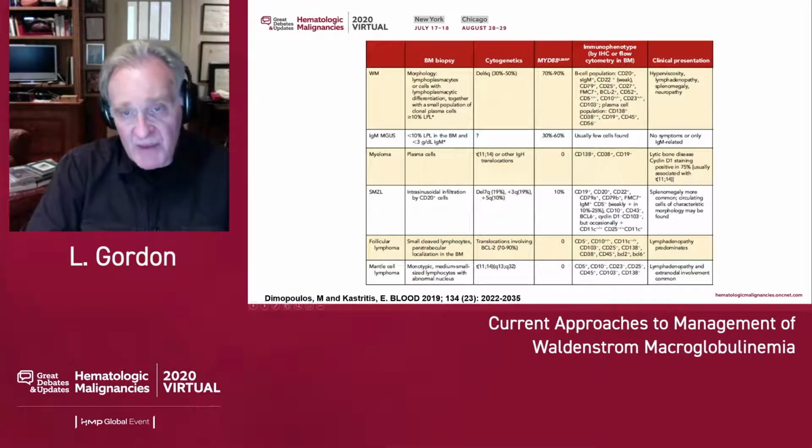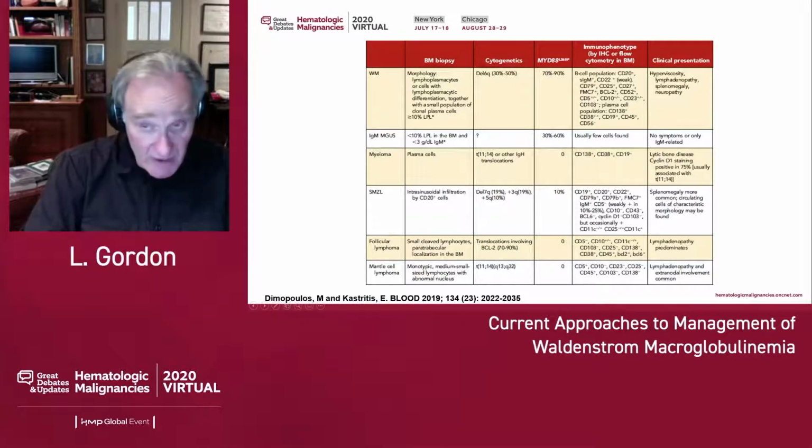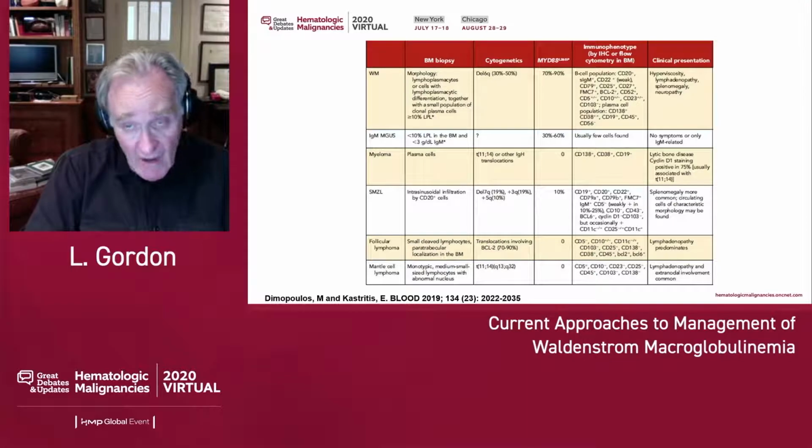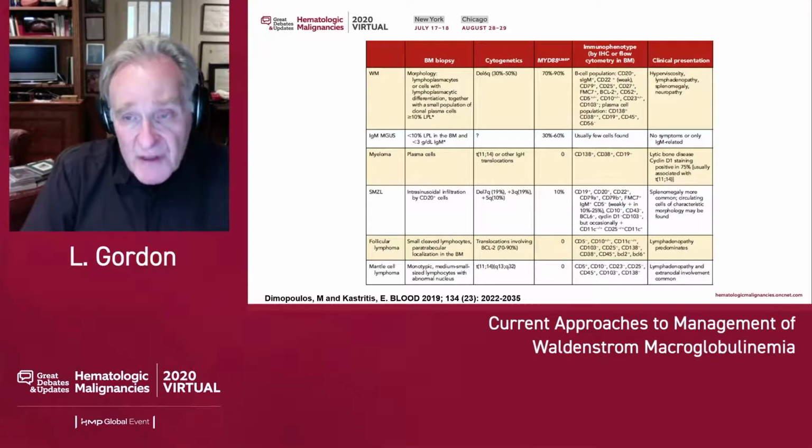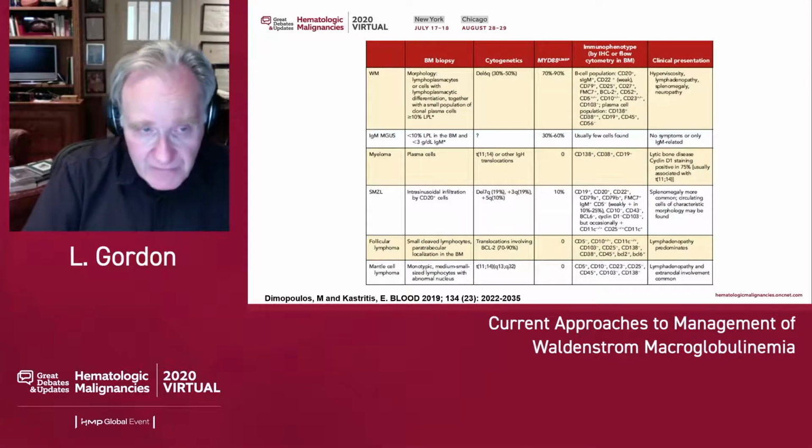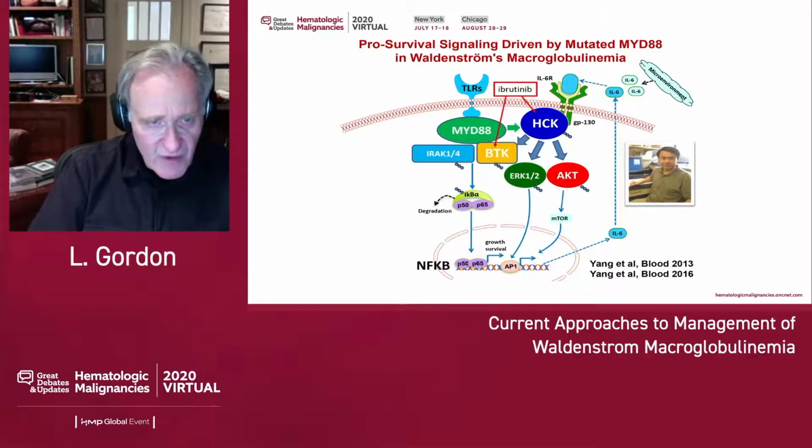And the immunotype is shown here, a typical B-cell population. These are CD20 positive and strikingly positive. There may be some plasma cell population present as well. Clinically, patients may have no symptoms, or they may have hyperviscosity, lymphadenopathy, splenomegaly, and neuropathy. So I think that's worth focusing on.